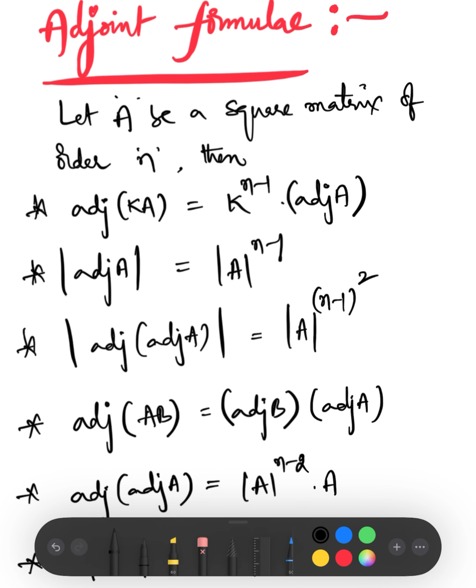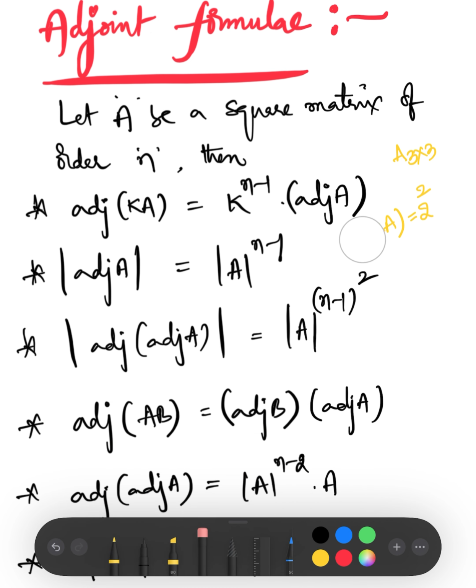For example, if we want adjoint of 2A, suppose A is a 3 by 3 matrix. Now what we can write is k power n minus 1. What is k here? 2. So 2 power n minus 1 is 2 square, which is 4, times adjoint A. That is the concept.